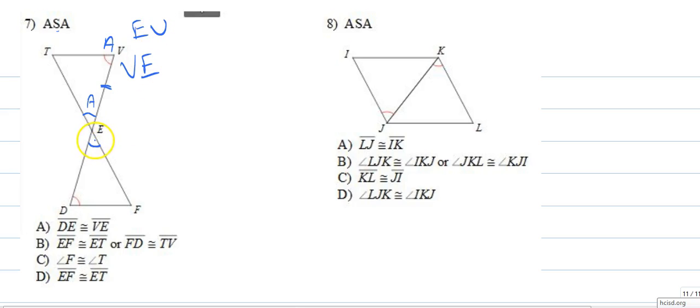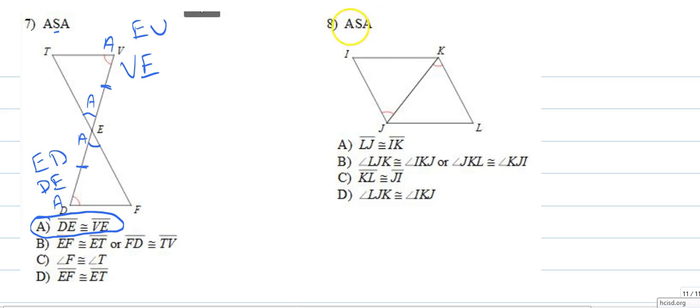This one. Make it the bottom triangle. Make it be angle side angle. This is an angle. This is an angle. My side has to be in the middle. So we need this side right here. So we need E to D or DE, same thing. So DE and VE. Answer is A.